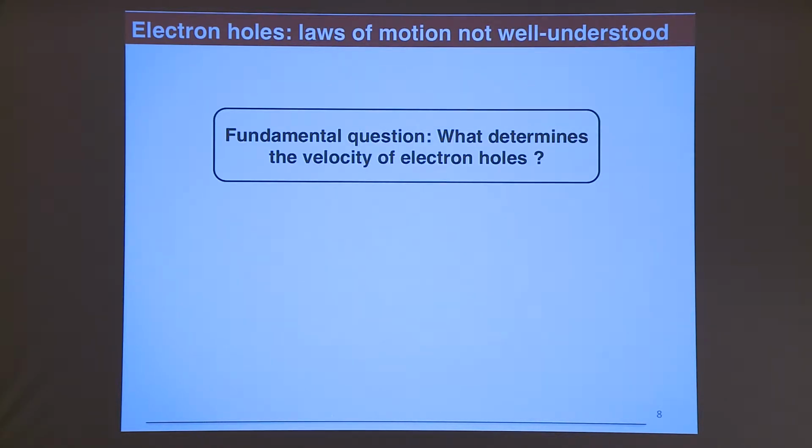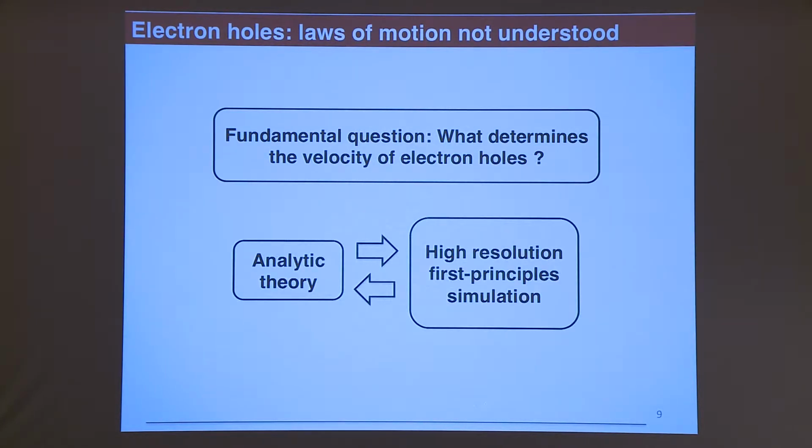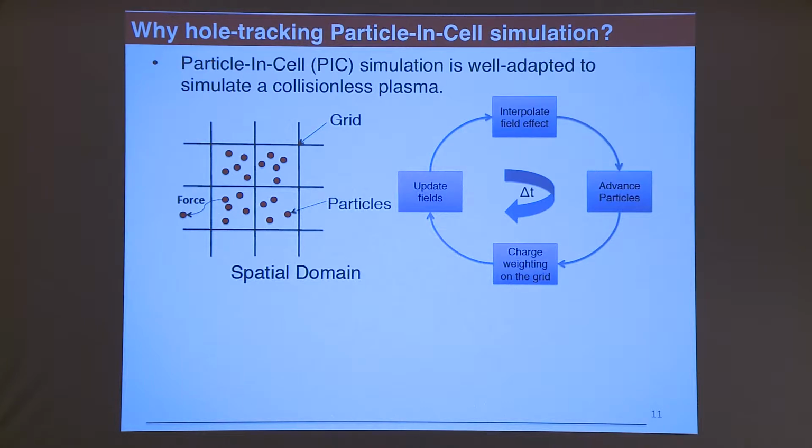And so the fundamental question is, what determines the velocity of these electron holes? And to answer this question, I think we need to have an analytic theory and also something to compare with. So what we choose here is a high-resolution first principle simulation. And today I'm going to focus on the simulation aspect of our work, because I'm not going to bore you with all the equations. The simulation technique that we choose for this work is called the particle-in-cell simulation. And I think the name is self-explanatory.